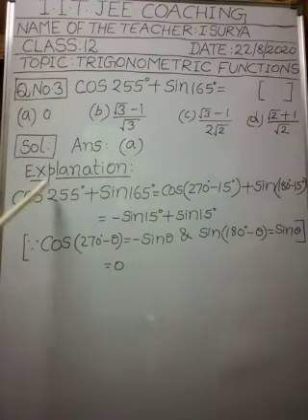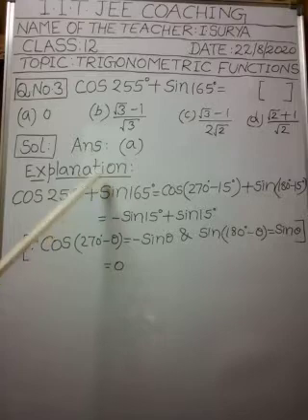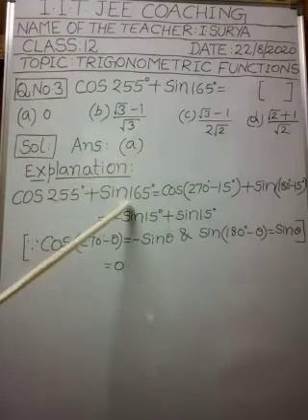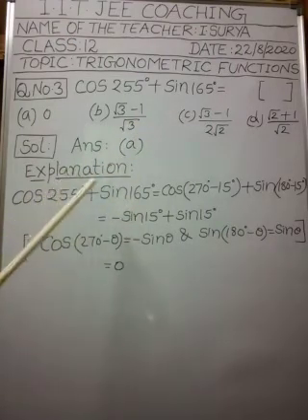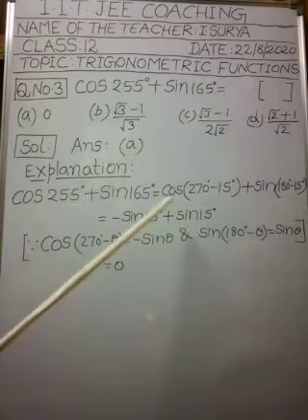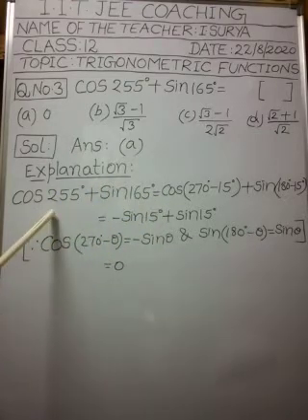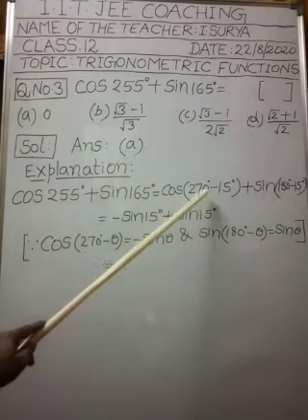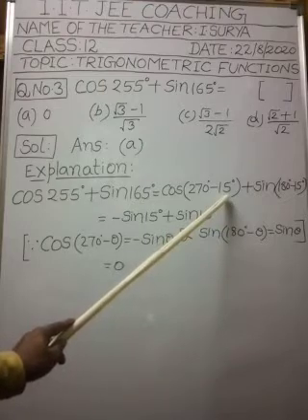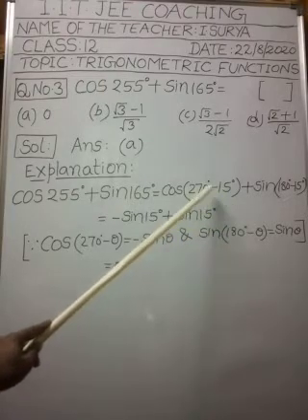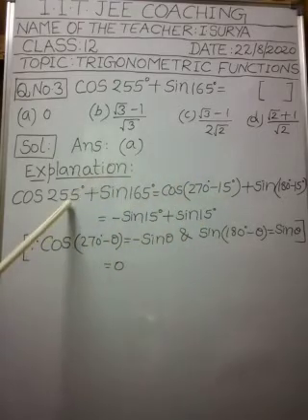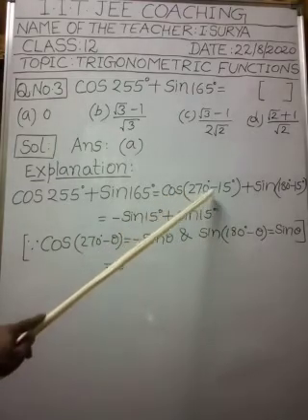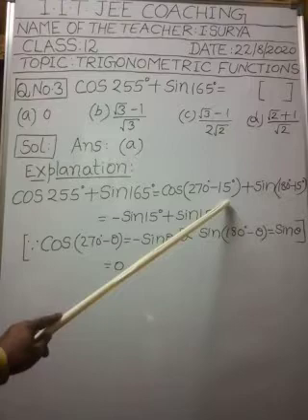Let us see the explanation. Cos 255 degrees plus sin 165 degrees. Only two terms are given in this expression. That is equal to, we wrote the first term, cos 255 degrees, as cos(270 degrees minus 15 degrees). Can we write it or not, my dear children? Right. 270 minus 15, what will you get? 255 degrees only. So for our convenience, we wrote the first term as cos(270 degrees minus 15 degrees). Understood this first term, my dear children?